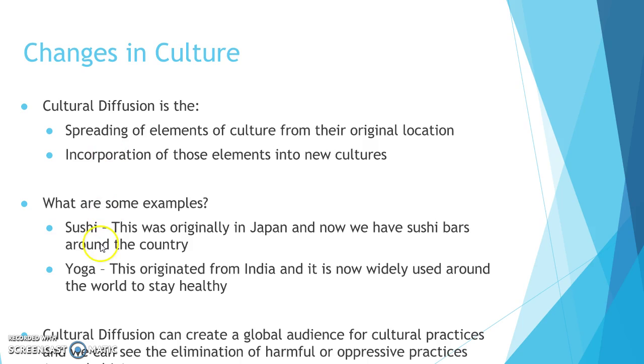So different examples of this include sushi. It's originally from Japan. We now have sushi bars and places all around the country where we can enjoy sushi. And yoga, which originated in India and is now widely used as a form of exercise for people to stay healthy. So sushi and yoga become examples of cultural diffusion, where we see the elements of different cultures from around the world, like Japan and India, being infused and incorporated into cultures like the United States. And this can create a global audience for cultural practices.